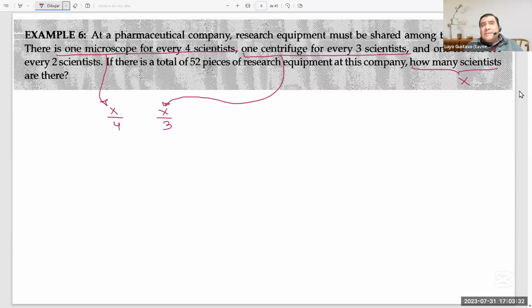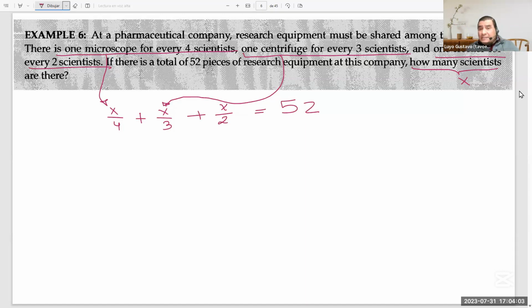And likewise, if there is 1 freezer for every 2 scientists, we need to divide the number of scientists by 2 in order to determine the total number of freezers. So the 3 expressions there indicate the different quantities of research equipment that exist, the total number of pieces of equipment if we add them up. That would be, according to the question, 52 pieces of research equipment. So we solve for X, we have the answer.